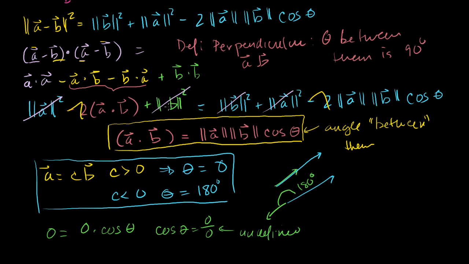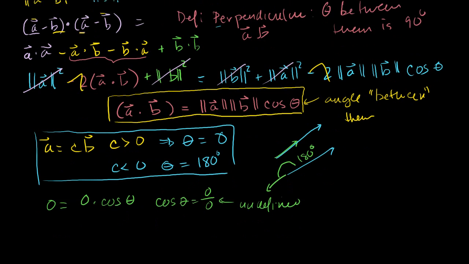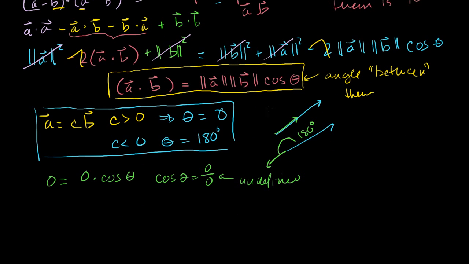But what we can do is create a slightly more general word than the word perpendicular. To even talk about perpendicular, you have to have a defined angle. If the angle between two vectors is 90 degrees, we're saying by definition those two vectors are perpendicular. But what does that mean?